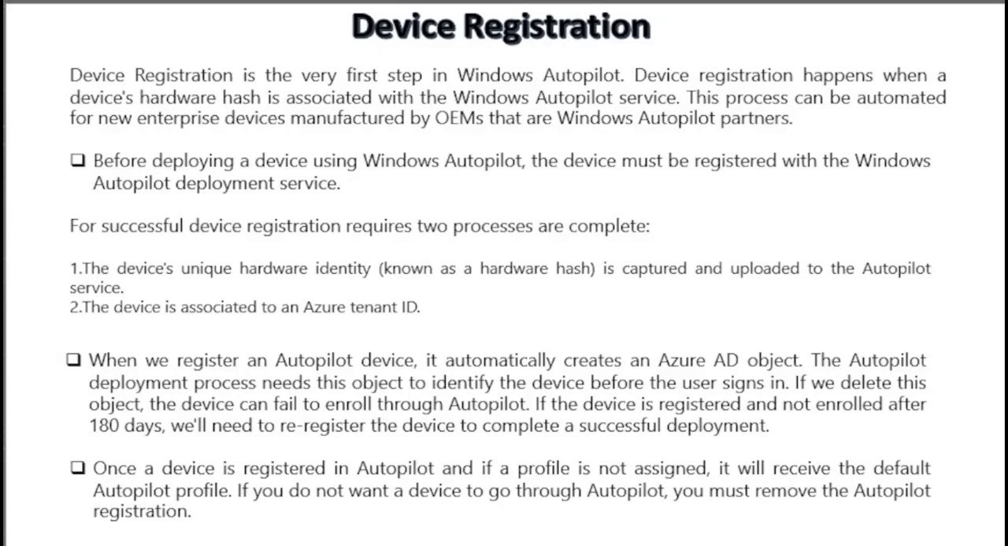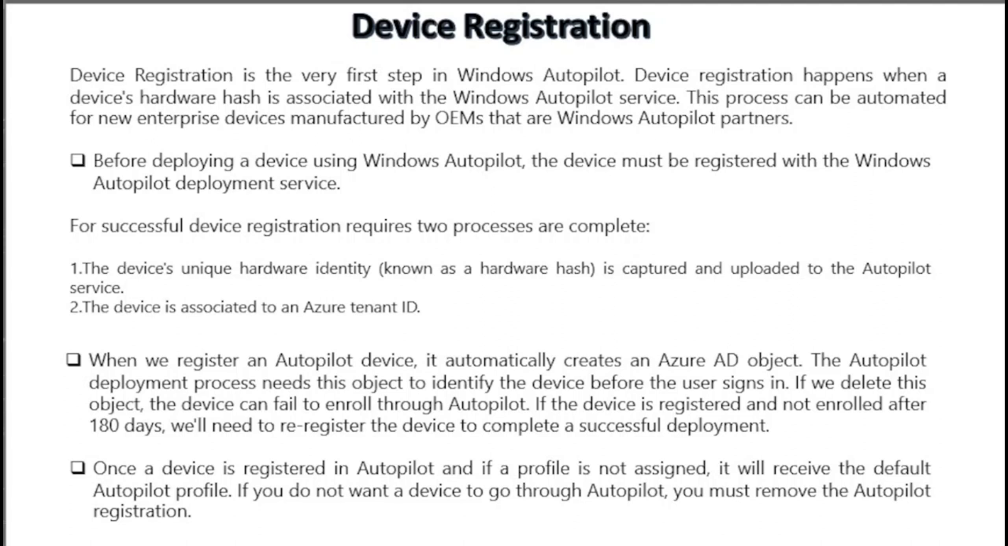Let's talk about the device registration. So device registration is the very first step in Windows Autopilot. Device registration happens when a device hardware hash is associated with Windows Autopilot service. The process can be automated for new enterprise devices manufactured by OEMs that are Windows Autopilot partners. Before deploying a device using Windows Autopilot, device must be registered with Windows Autopilot deployment services.